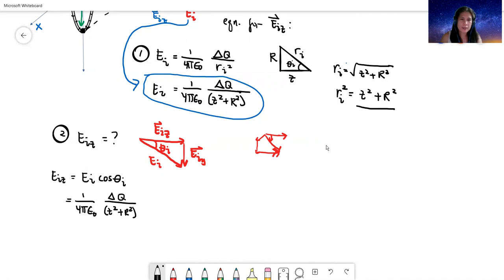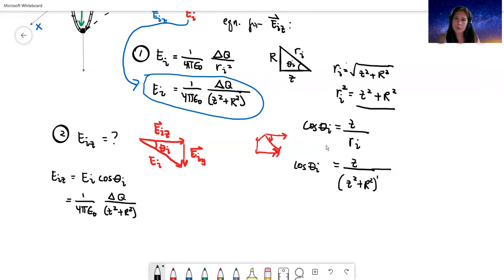And then your cosine theta I, we go back here, because I want coordinates, not E I. So if we go back here, the cosine of theta I in terms of coordinates, adjacent is Z over hypotenuse R sub I. Right? Cosine is adjacent over hypotenuse. And R sub I is the square root of Z squared plus R squared. Let me write it in rational exponent 1/2. So for cosine theta, I'll write it here as Z over Z squared plus R squared raised to 1/2.